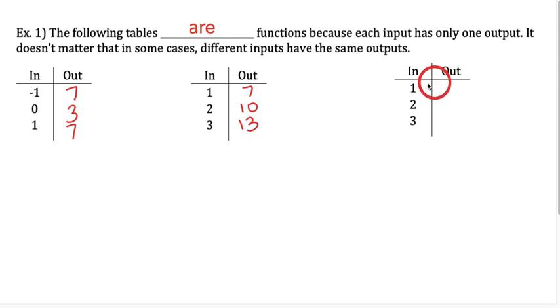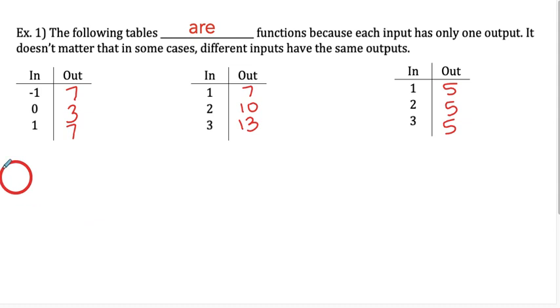On this table, 1 is going to be paired with 5, 2 is going to be paired with 5, and 3 is also going to be paired with 5. And this is still an example of a function because each input's only listed once, and it is okay that they each are paired up with 5.